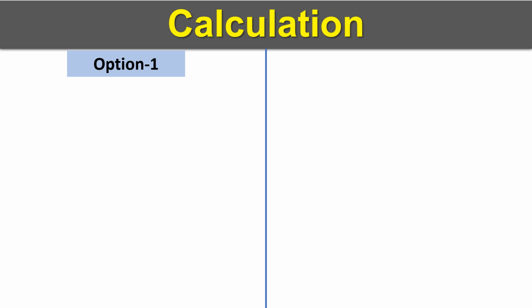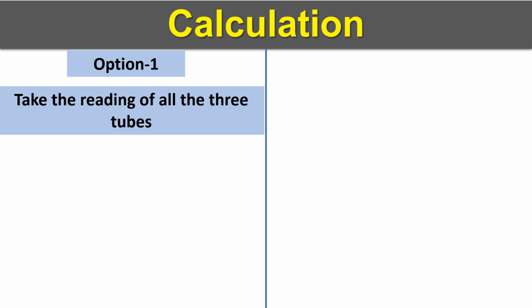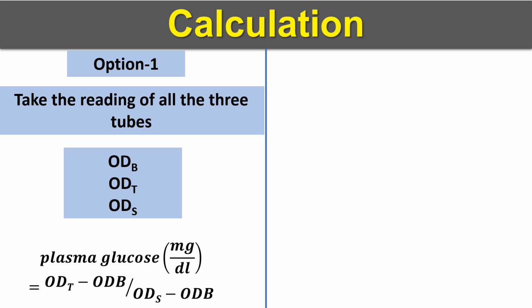Now once we have taken the optical density, you have two options. Option number 1, take the reading of all three tubes. So you will have optical density for test, optical density for blank, and optical density for standard. In that case you can use this method: plasma glucose in mg per dl equals optical density of test minus optical density of blank, divided by optical density of standard minus optical density of blank.